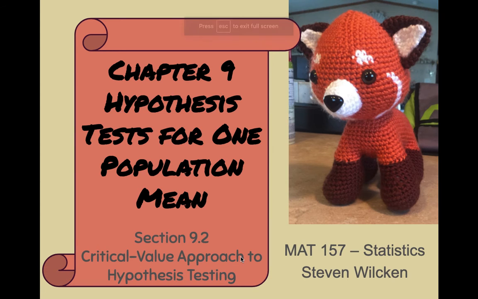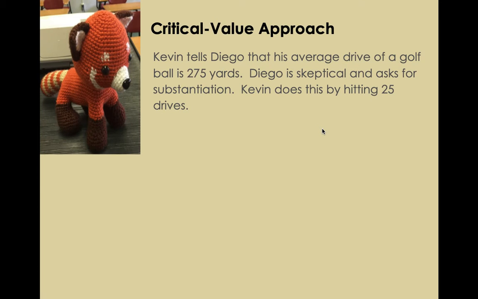Section 9.2. We're dealing with hypothesis testing in this chapter, Chapter 9. In Section 1, we looked at what hypothesis testing is and talked about the basic vocabulary, some of how we set this up and what this means. In the next couple of sections, we're getting into the nitty-gritty: how do we actually do this? So in this section, we're going to look at the critical value approach.